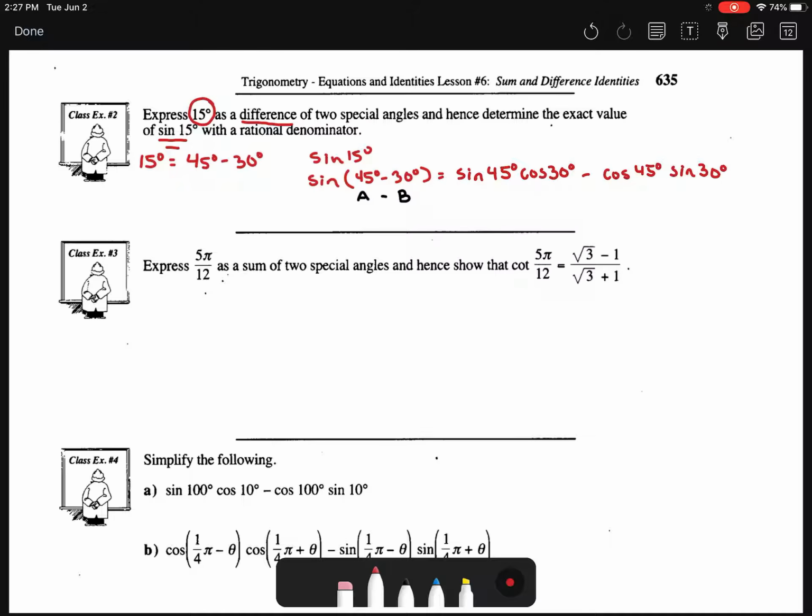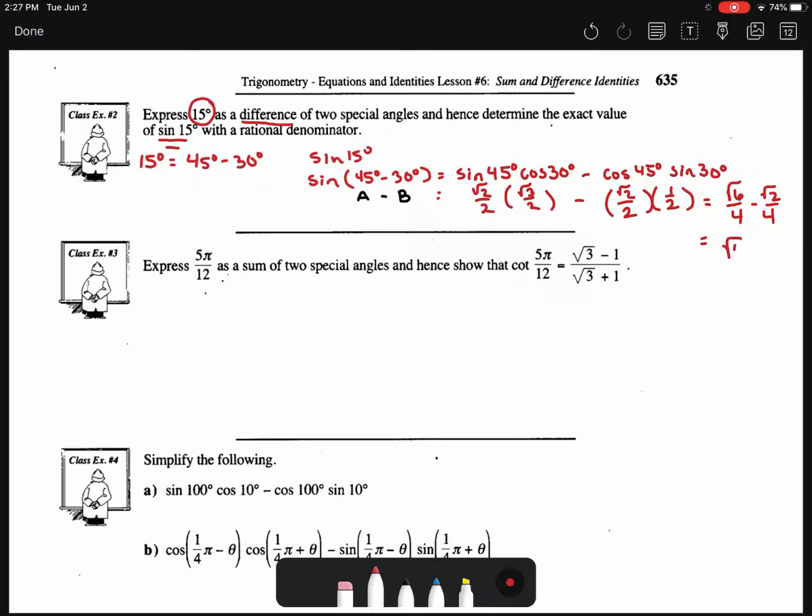So now I fill in the values. So sine of 45 degrees, this is root 2 over 2. Cos of 30 degrees is going to be root 3 over 2. Minus cosine of 45 degrees, that's root 2 over 2. And sine of 30 degrees is going to be 1/2. So when I multiply those together, I'm just going to move over here, you're going to get root 6 over 4 minus root 2 all over 4.